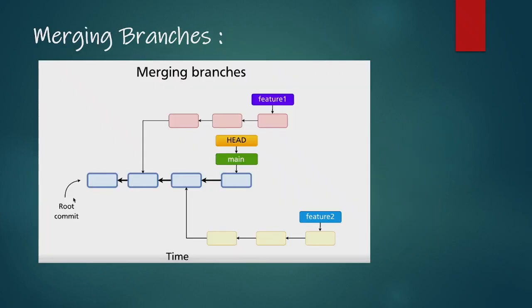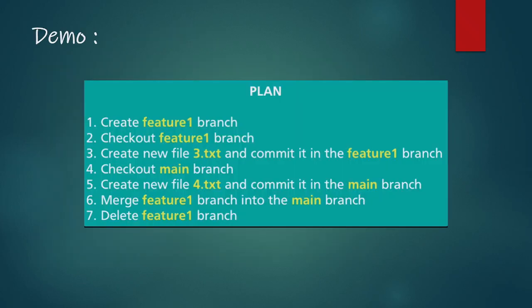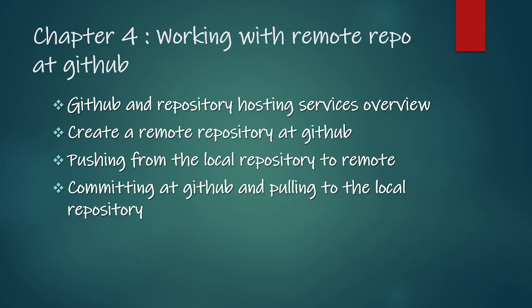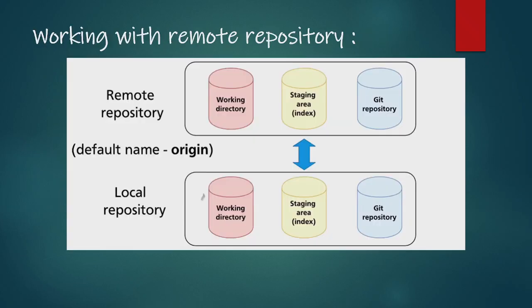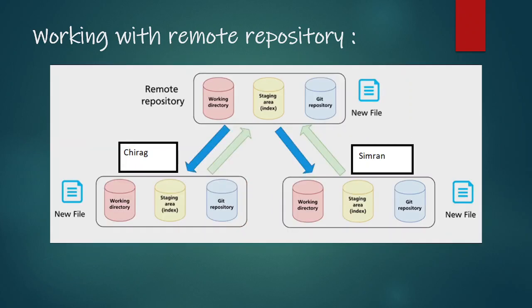So this is what you can see in the diagram we are going to do in the practical demonstration. So we are going to create some of the branches and we are going to merge the feature one branch into the main branch. We'll be committing some of the files there. And then we will be talking about the remote repository at GitHub. We will be pushing changes to the GitHub repository, and we will also be pulling changes from the GitHub repository.